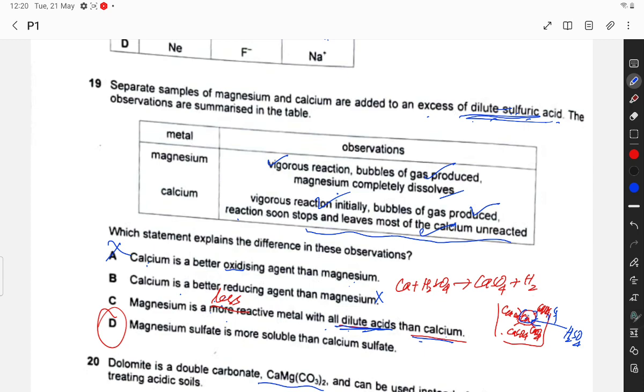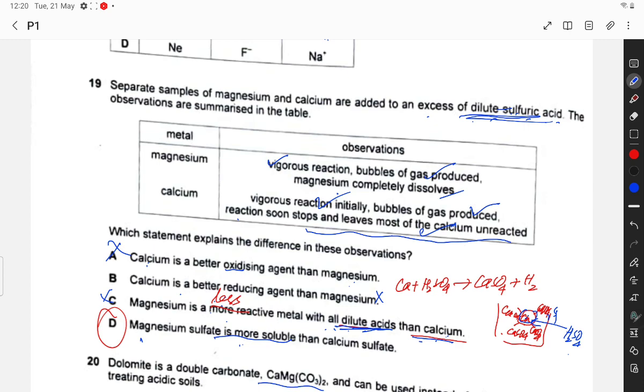It will become unreacted due to no further reaction with sulfuric acid. So that's why it is also incorrect. Not with all, only dilute sulfuric acid cannot completely react with calcium. Magnesium sulfate is more soluble.